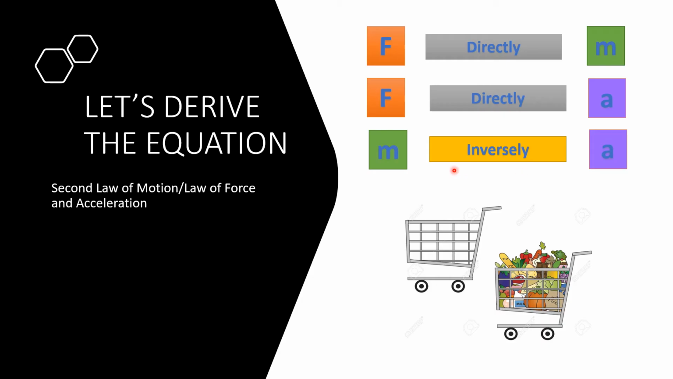Yung nagja-jogging na mas magaang o yung nagja-jogging na mas medyo malusog or medyo mas mabigat? Of course, mas mababa yung acceleration ng taong mas mabigat, no? Kaysa dun sa magaang. Because according to second law, mass and acceleration are inversely proportional. I hope you understand this example. Let us proceed with the second slide.